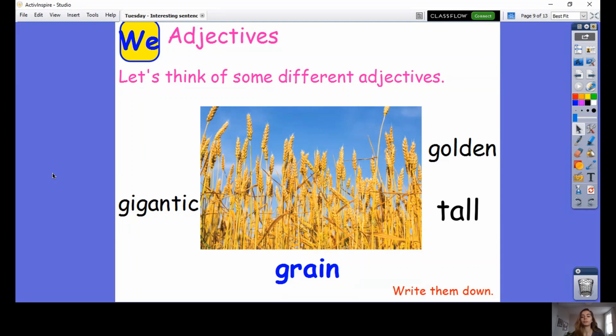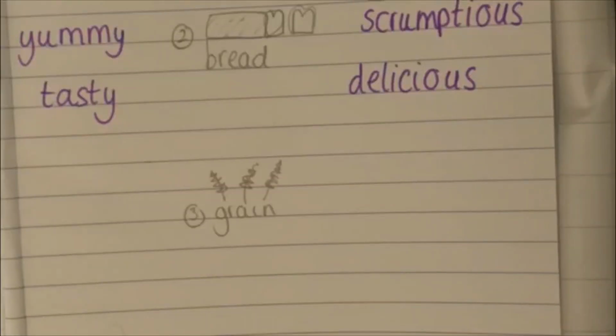Now we need to innovate our grain. So we're going to think of some adjectives to describe our grain. Here I have come up with three. I have written golden, tall, gigantic. You can either use some adjectives to describe the colour, maybe how tall it is. It's up to you, but here's a picture of grain if you've never seen it before. So you are going to write three adjectives to describe your grain. Don't forget to copy the spelling of grain, which will really help with your writing later.